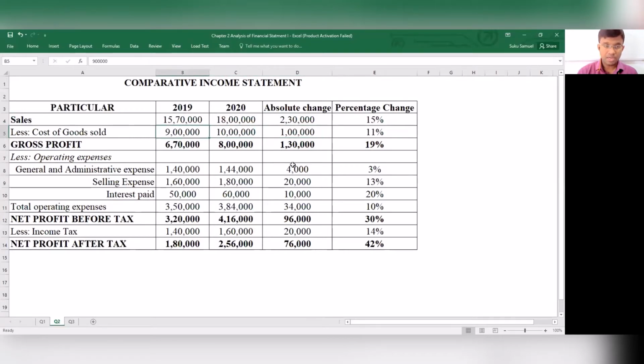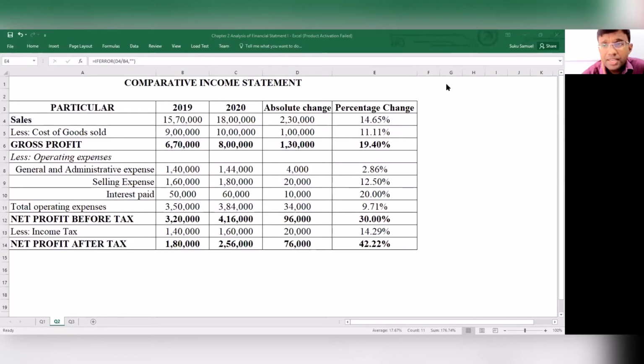So for example, here, cost of goods sold, if you take that as 9 lakh minus 10 lakh, your absolute change is negative 1 lakh. Which means there is a decline, there's a decrease. It is not an increase, it is a decrease. So please remember the formula is year 2 minus year 1. So I request all of you to quickly calculate for the other items, and then we can have a discussion.